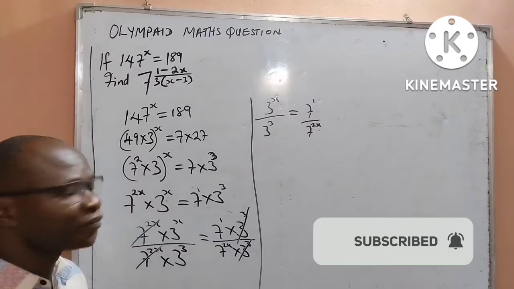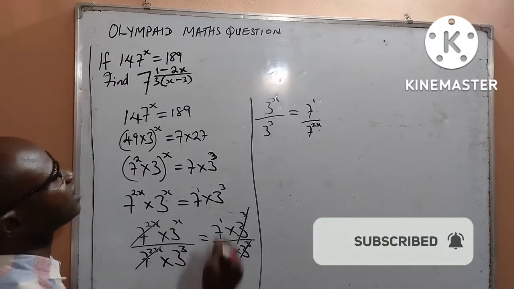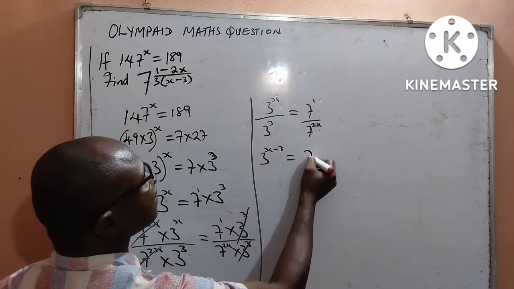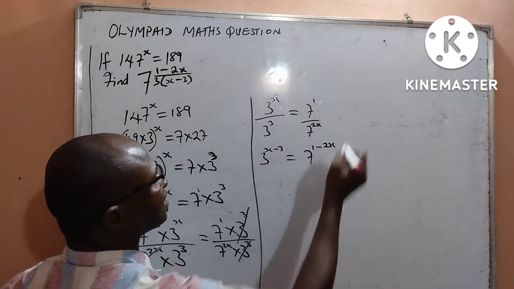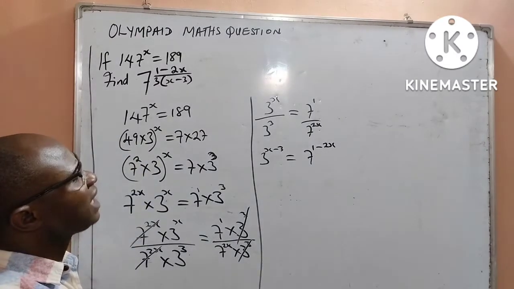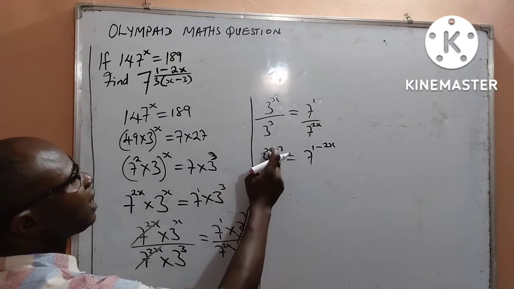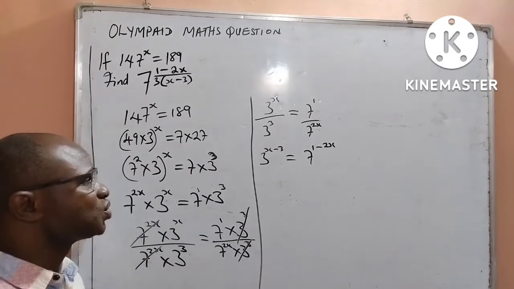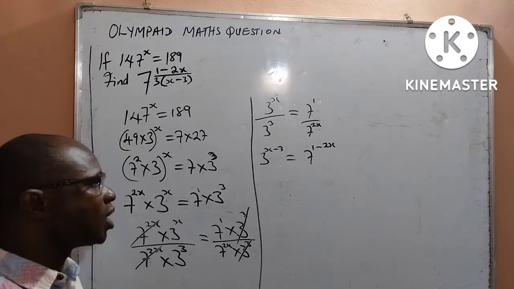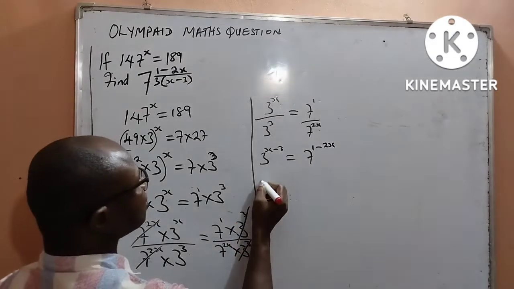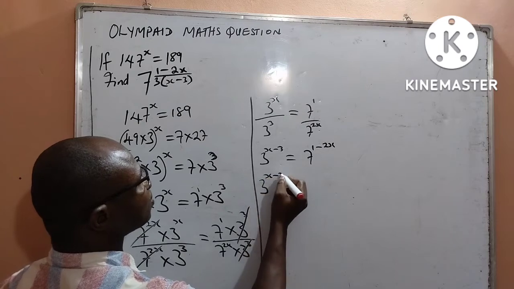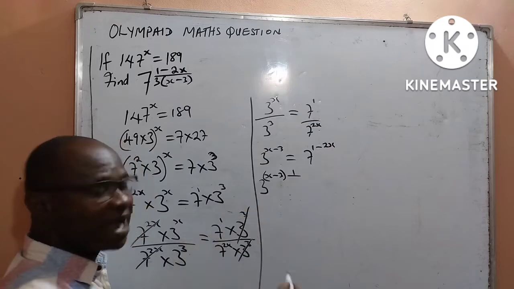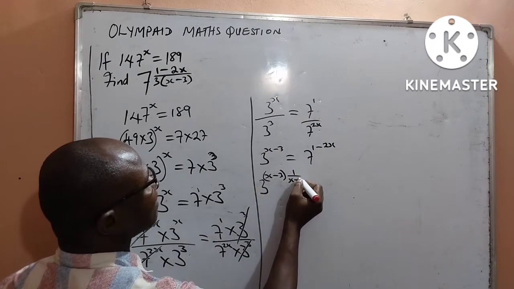I can now apply the division law of indices, and from the left I will have 3 raised to the power x minus 3 equal to 7 raised to the power 1 minus 2x. Alright, beautiful. Now, I want to remove this x minus 3 from the left hand side, and to do that I will divide both sides by 1 all over x minus 3. So that is going to give me 3 raised to the power x minus 3, multiplied by 1 all over x minus 3.